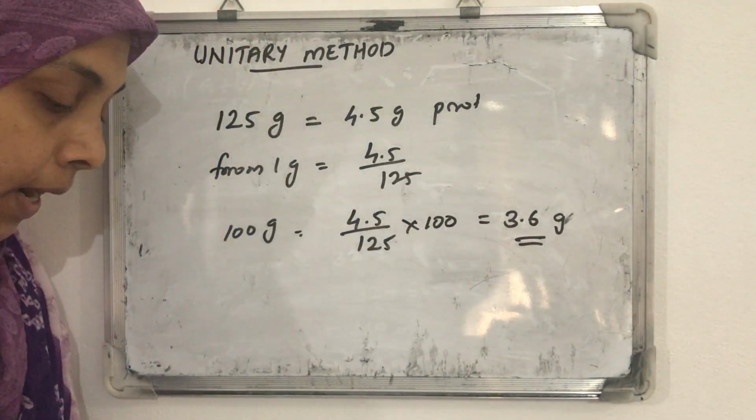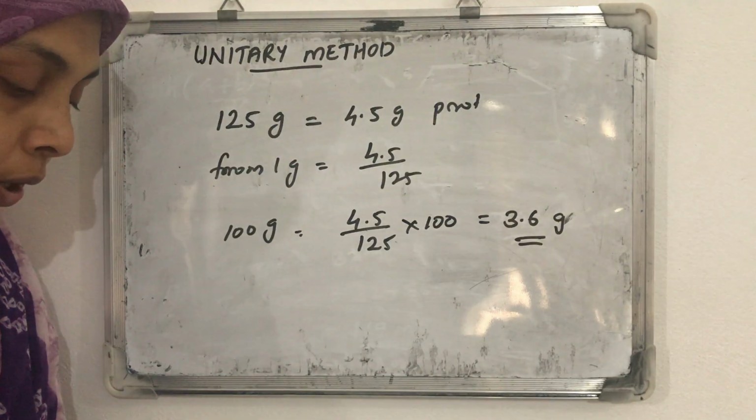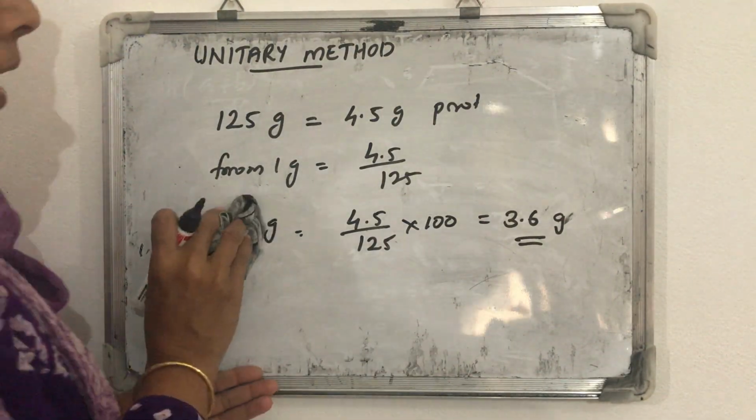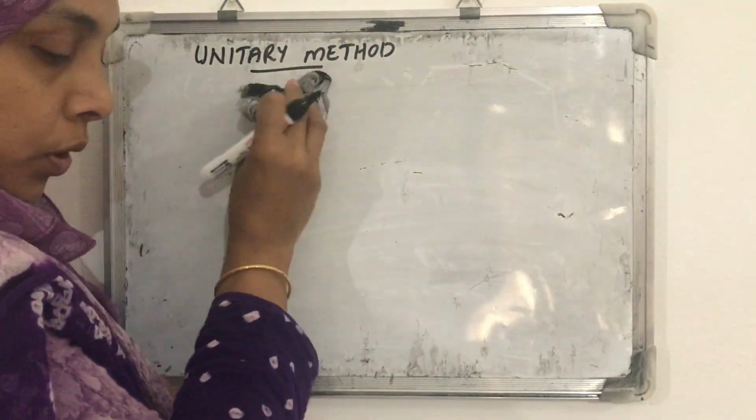Next question: a dozen apples weigh 2.4 kilogram. A dozen apples cost 2.4 kilogram.